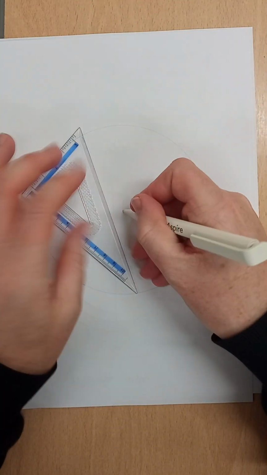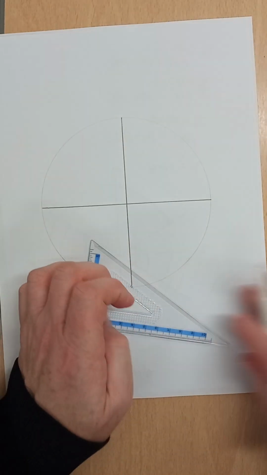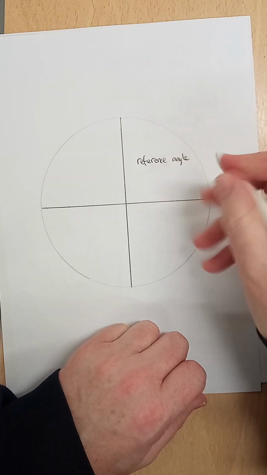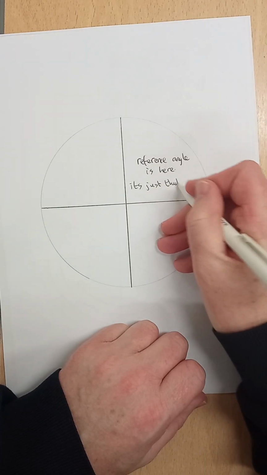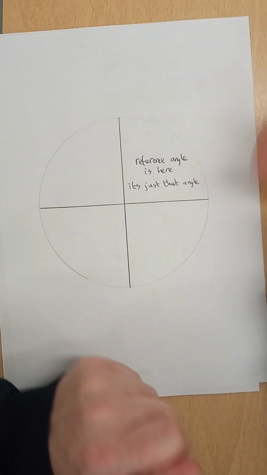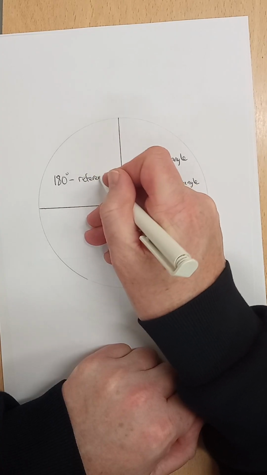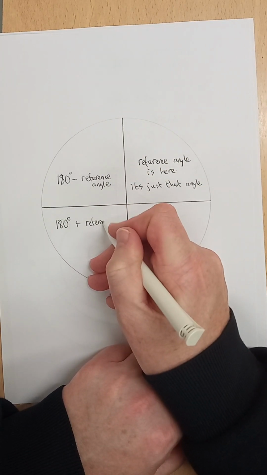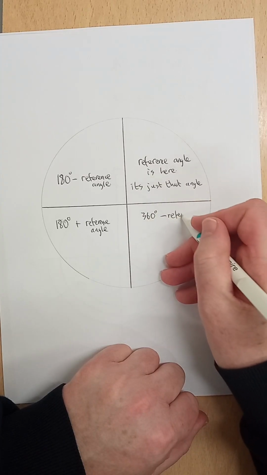So, if you look at it again carefully, it really just boils down to this simple little solution. If the reference angle is here, it's just that angle. So if the reference angle is 30 degrees, 50 degrees, 70 degrees, whatever it is, it's there. If it's here, it's 180 minus the reference angle. If it's here, it's 180 degrees plus the reference angle. And if it's here, it's 360 degrees minus the reference angle.